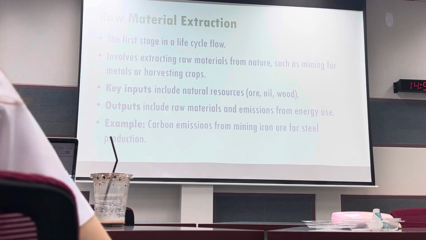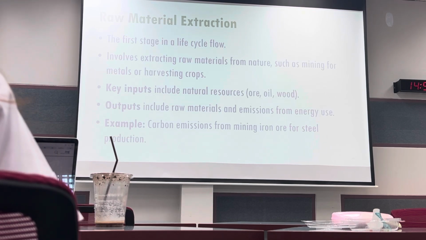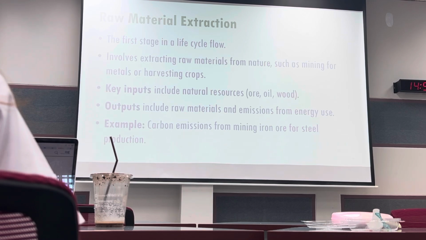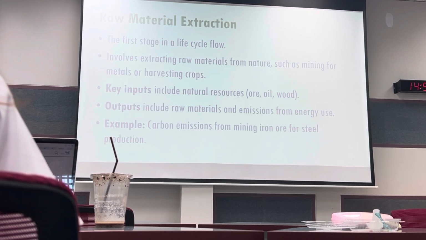For extraction, it involves getting the raw materials from nature, such as mining for metals or some ores, and then harvesting the crops, right? Input will be natural resources, output will be raw materials that we can use in our process, and emission that we need to account for in calculating the carbon footprint.